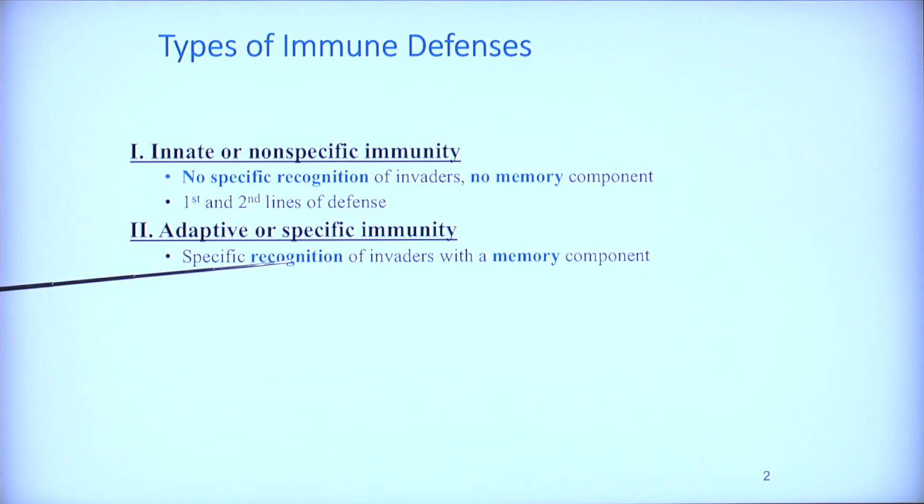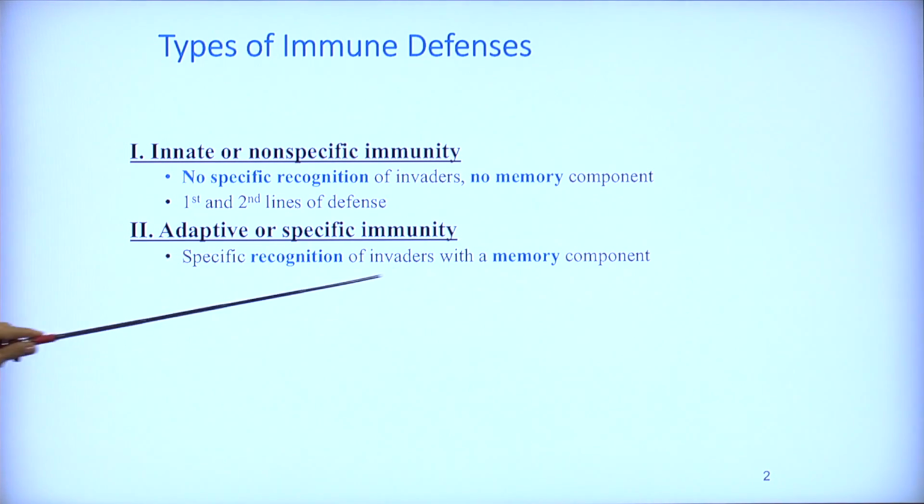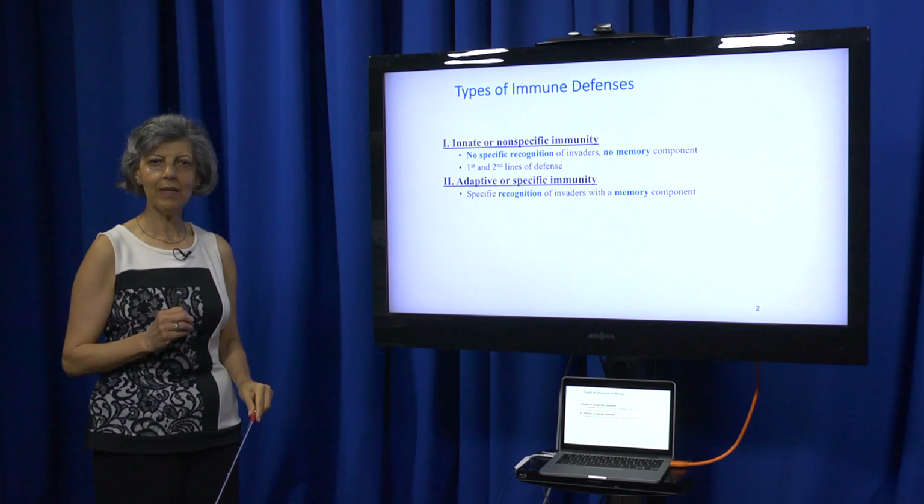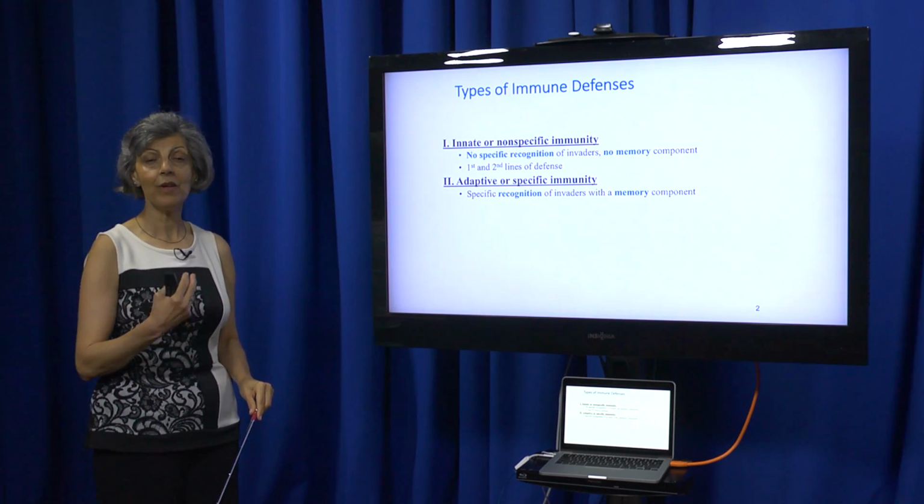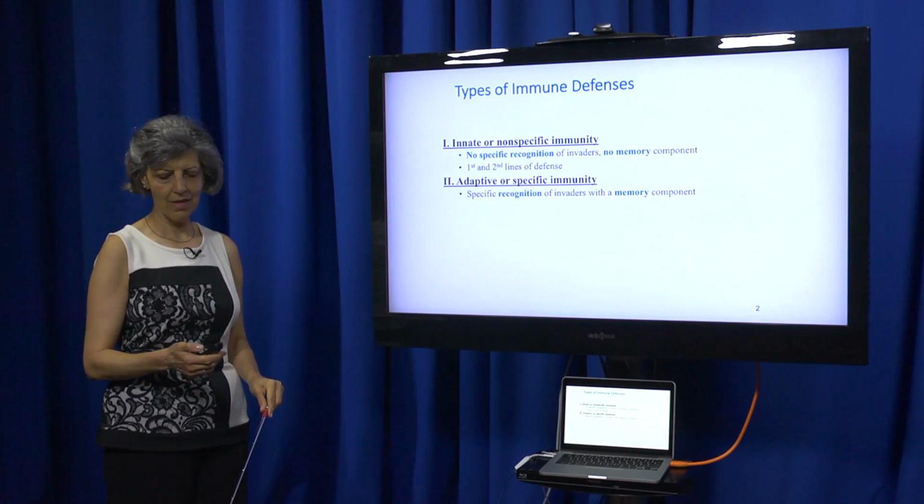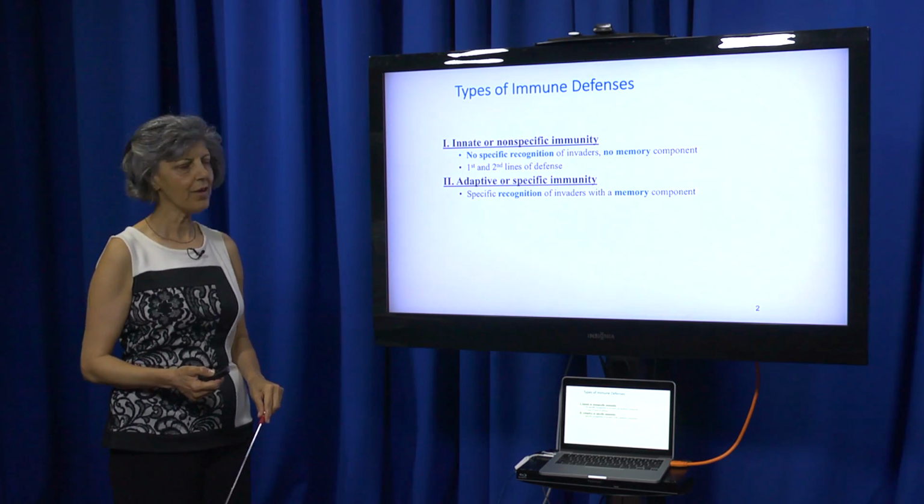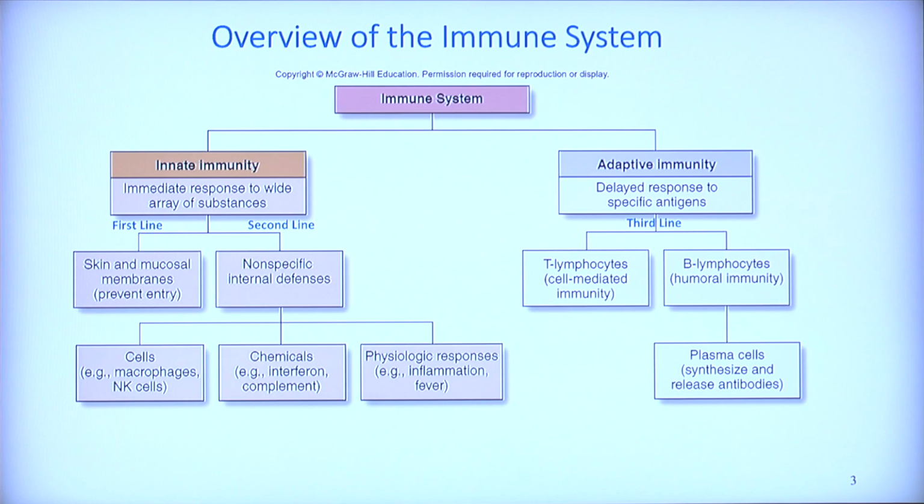The adaptive or the specific immunity has both of these. Those cells that are activated can recognize specific antigens, and they will keep those antigens in memory for a second, quicker and more effective response. So let's look at those two arms of the immune system.